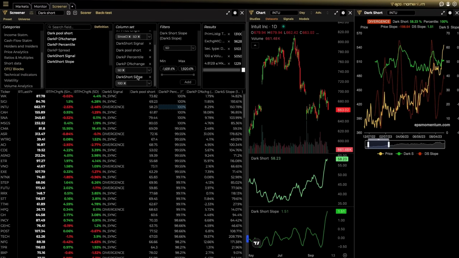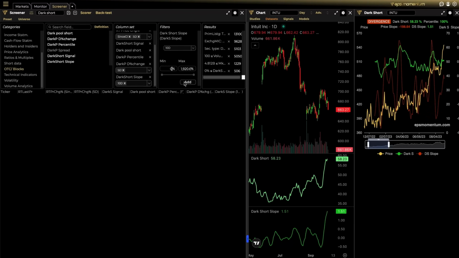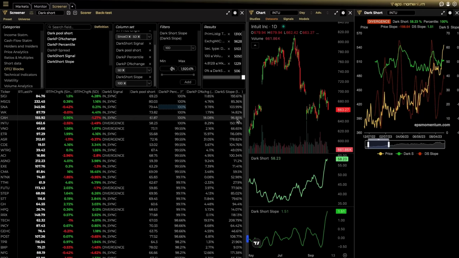So, what can we do in the screener? For example, you can filter for stocks where the 10-day dark short slope is positive. This helps you focus on stocks where institutional investors are increasing their positions, potentially signaling an upcoming rally.